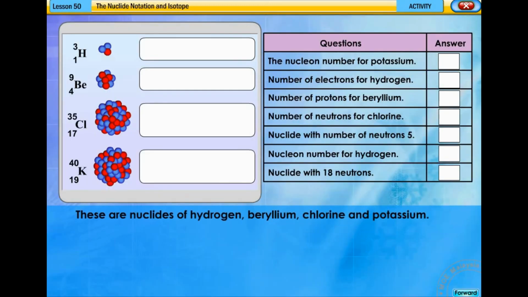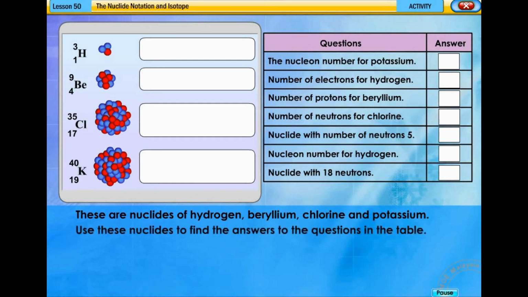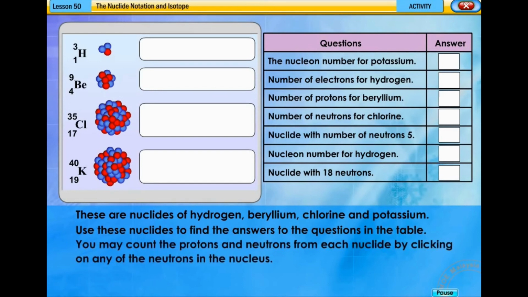These are the nuclides of hydrogen, beryllium, chlorine, and potassium. Use these nuclides to find the answers to the questions in the table. You may count the protons and neutrons from each nuclide by clicking on any of the neutrons in the nucleus. Click on the check button to check your answers.